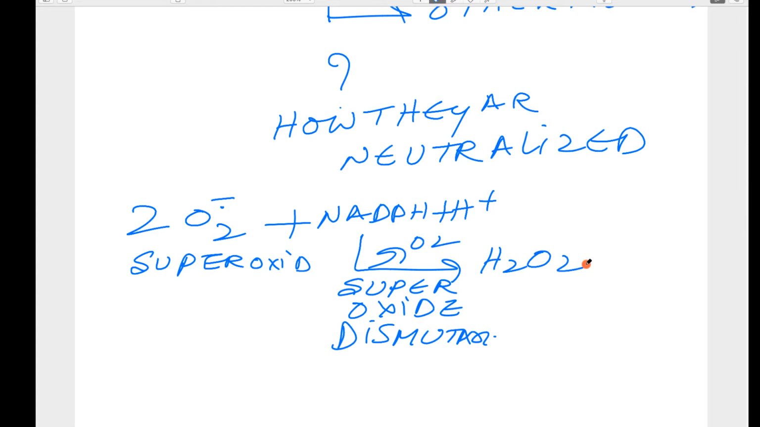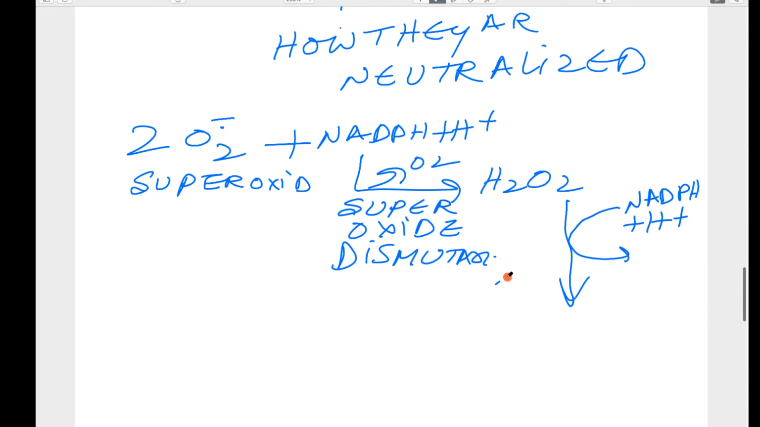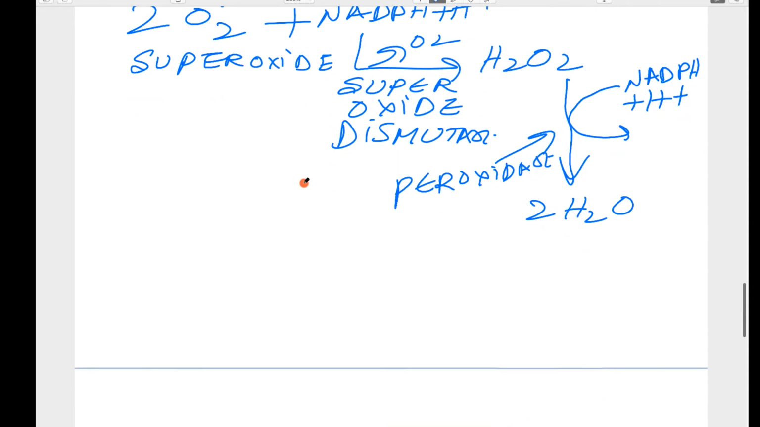H2O2 is less damaging in comparison to the superoxide radical. Then another molecule of NADPH plus H plus. The enzyme here is peroxidase. The peroxidase acts on this H2O2 and leads to 2H2O. Harmless water is produced. This is how the neutralization of the free radicals takes place.